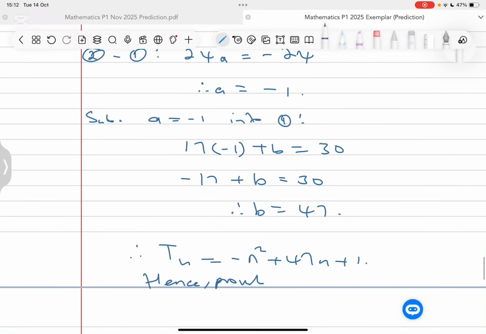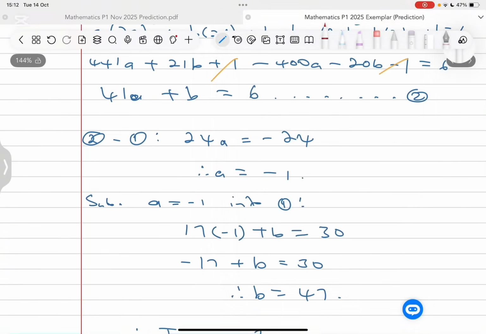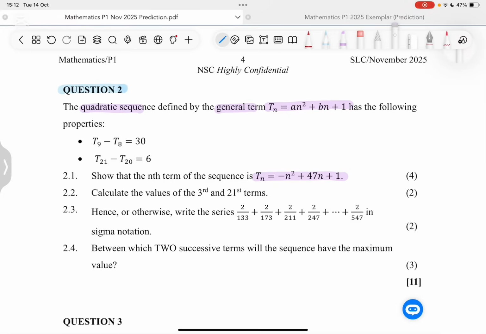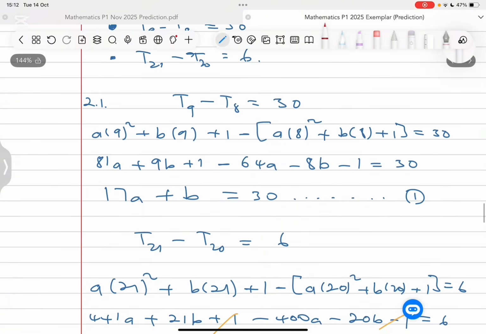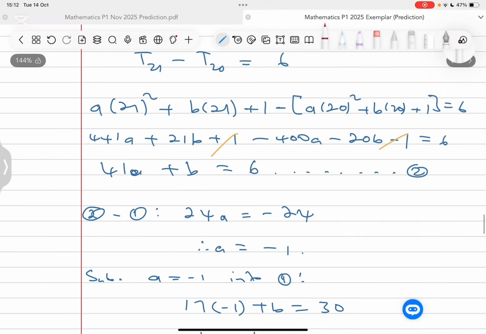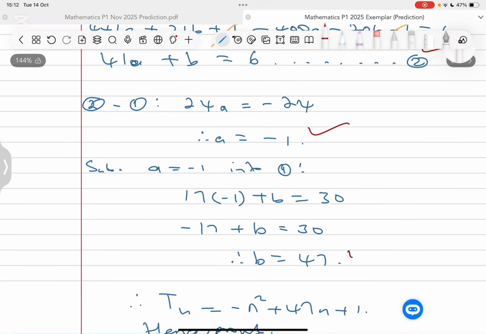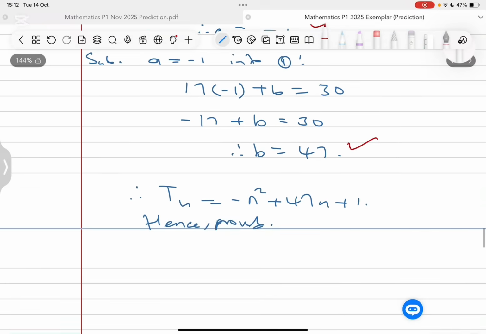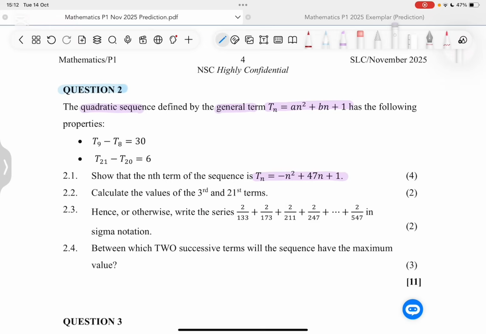Hence proved. Now let's see how this will give us the marks. So it was out of 4 marks to do this question. It means you need to spend around about 4 minutes. You'll get a mark for constructing equation 1, and then a mark again for constructing equation 2. Then they'll give you a mark for finding a and finding the value of b. You don't necessarily get a mark for writing the general formula, because already we are given the general formula. We know what we're supposed to prove.